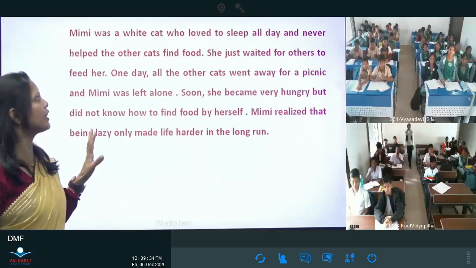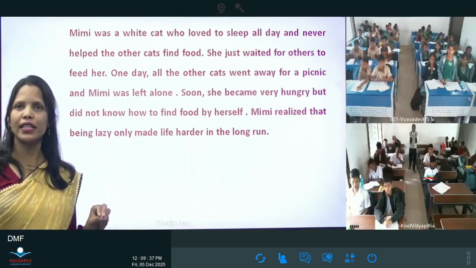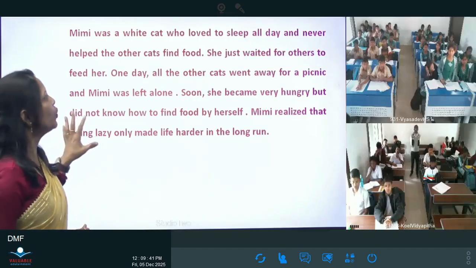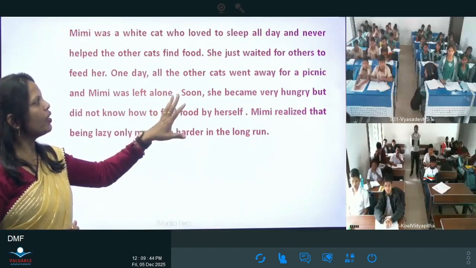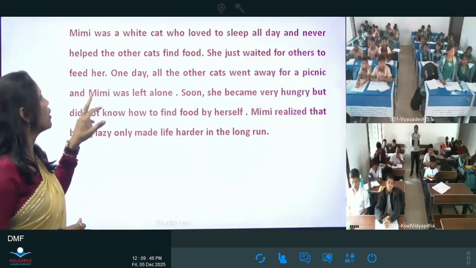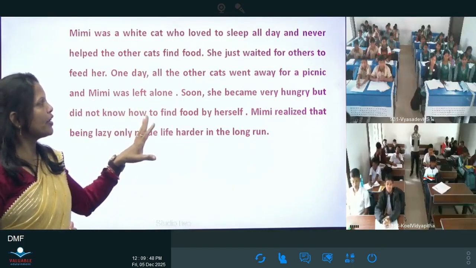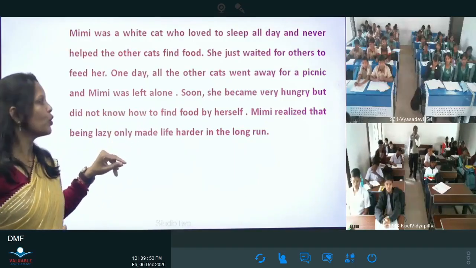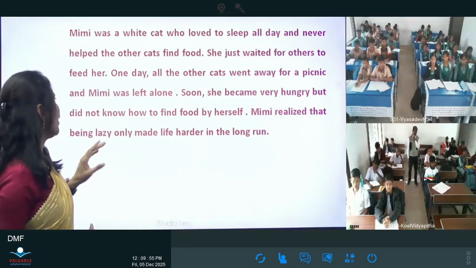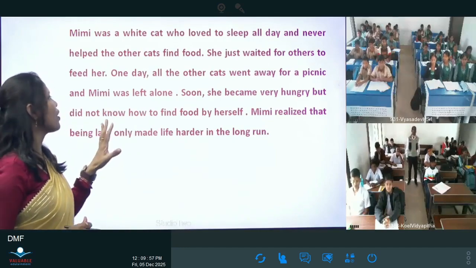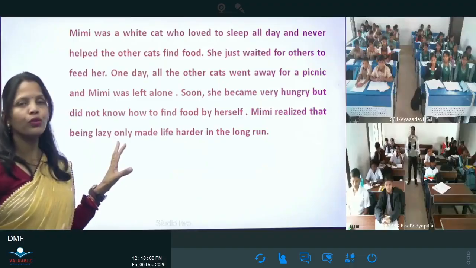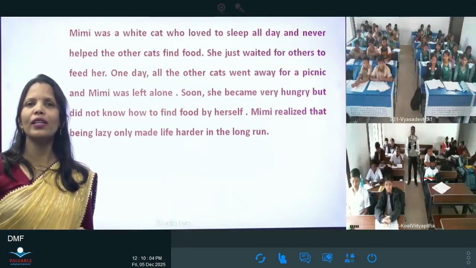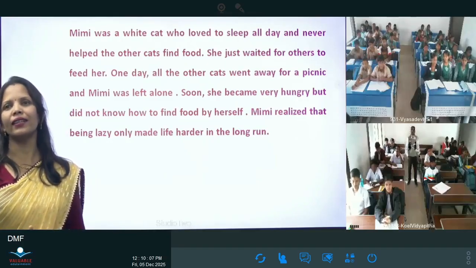Mimi was a white cat who loved to sleep all day and never helped the other cats to find food. She just waited for others to feed her. One day all the other cats went away for a picnic and Mimi was left alone. Soon she became very hungry but did not know how to find food by herself. Mimi realized that being lazy only made life harder in the long run.